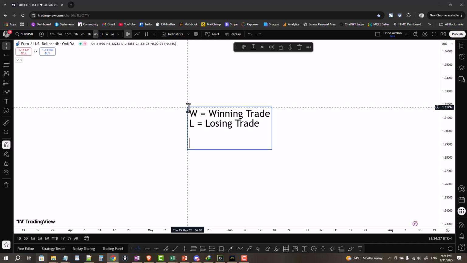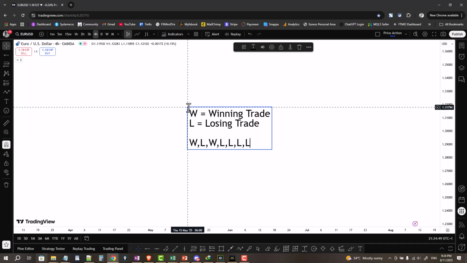So let's assume that you took a couple of trades. The first trade you took was a winning trade. The trade after that was a losing trade. Then the next trade was a winning trade. Then the trade after that was a losing trade. Next trade, losing trade. Next trade, losing trade. Next trade, losing trade.